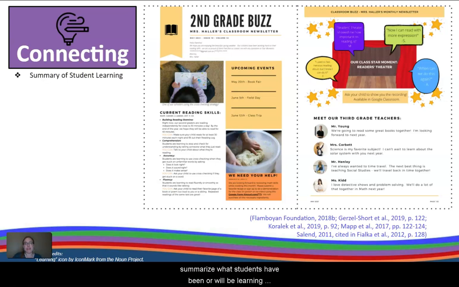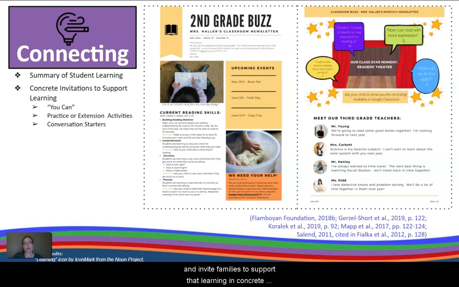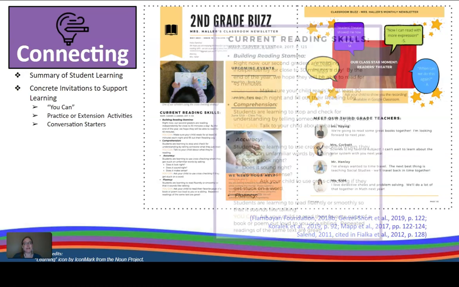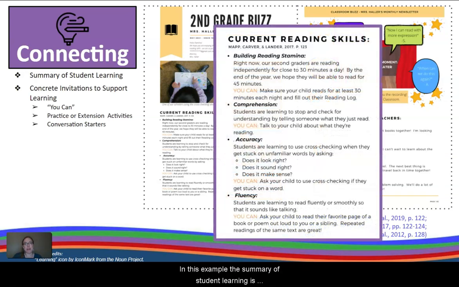One way to do that is to summarize what students have been or will be learning and invite families to support that learning in concrete ways. This might be through a You Can section that explains what parents can do to help their child with certain skills, practice or extension activities that families could do together, or conversation starters to use with their child. In this example, the summary of student learning is combined with a You Can section as the teacher describes specific reading skills and something the parent can do to reinforce them at home.